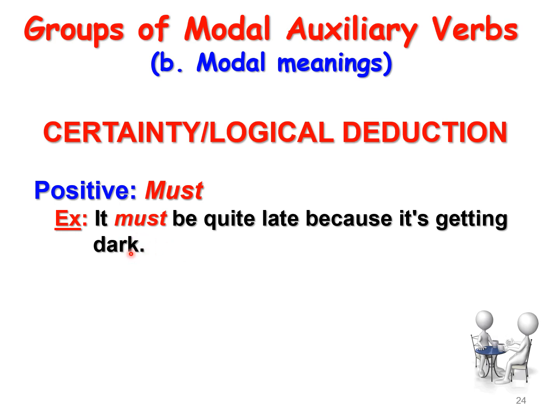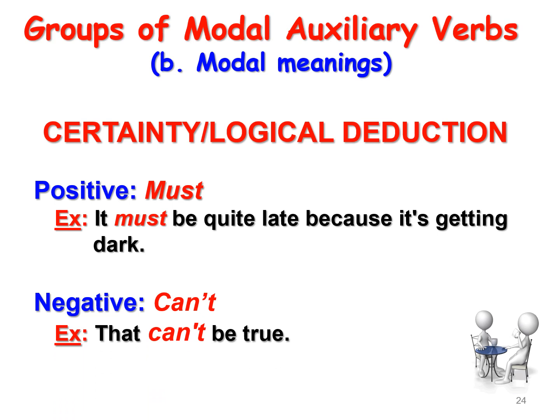So it is impossible to do things in the dark here, so it shows certainty. You cannot do something in the dark. All right. In the negative, we use can't. That can't be true. So you may have a question why we don't use mustn't. Since we are talking about certainty, we use can't rather than must not here. All right. Or we can say it is a logical deduction.